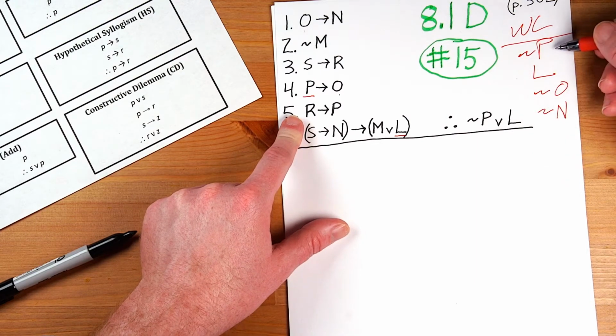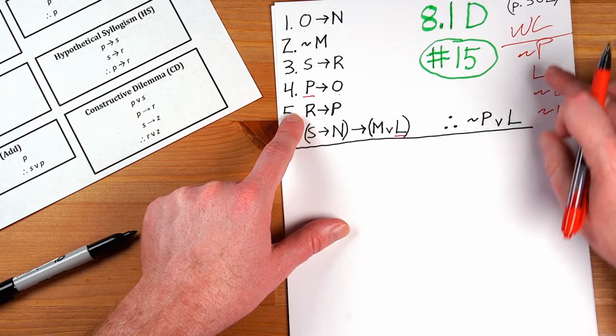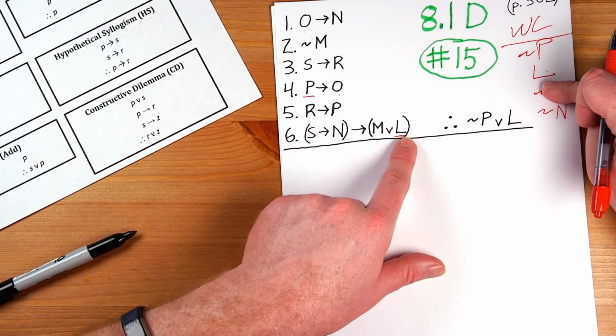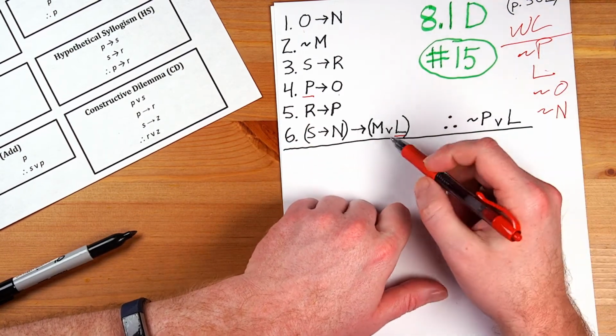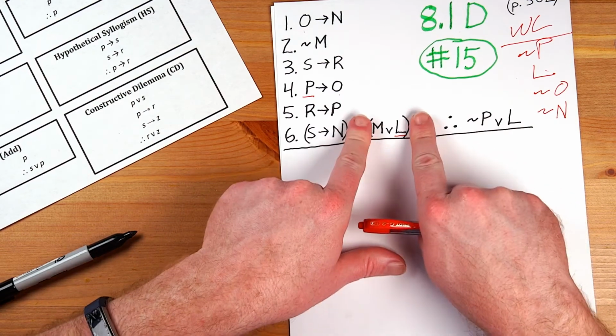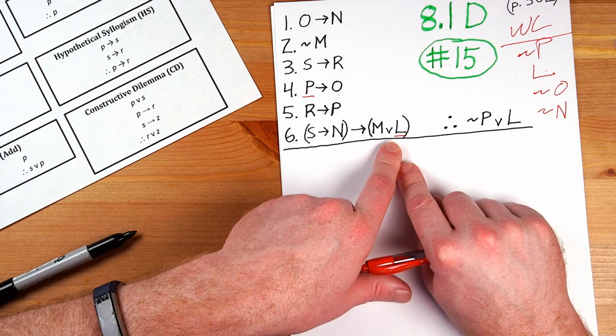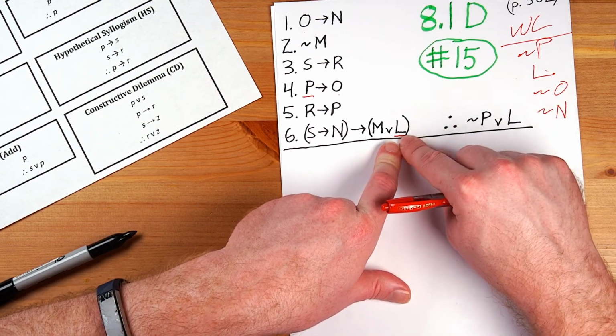So maybe it's not clear where to go, but remember we have two options. We could try to get not P, or we could try to get L. If we just get one of them, we can get the other, at least in the disjunction. So what about L? How would we get that? Well, if we had just this part of number 6 by itself, then we could get L maybe.